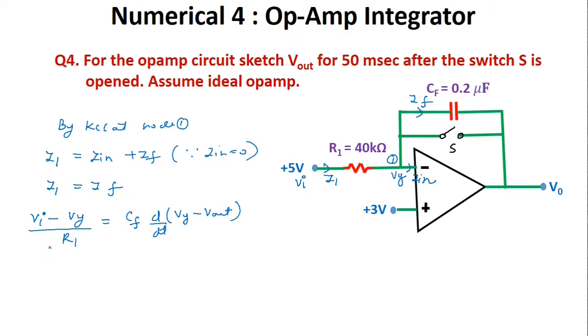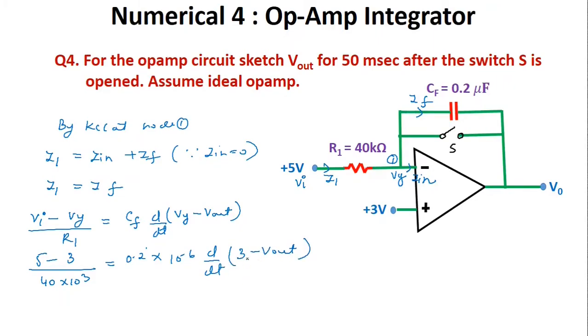Now we put in all the values which are given. Vi is equal to 5 volt, minus the voltage at the inverting terminal, which is 3 volt by the virtual short circuit concept. So here we put Vy equal to 3, divided by the resistance, which is 40 into 10 to the power 3, equal to CF, which is given as 0.2 microfarad, so it will be 0.2 into 10 to the power minus 6, then d by dt of (Vy, which is 3 volt, minus Vout).